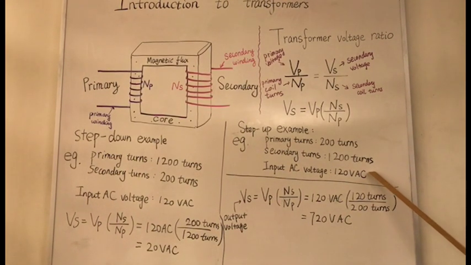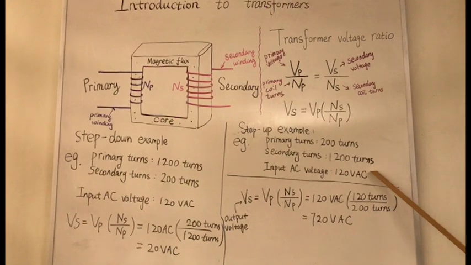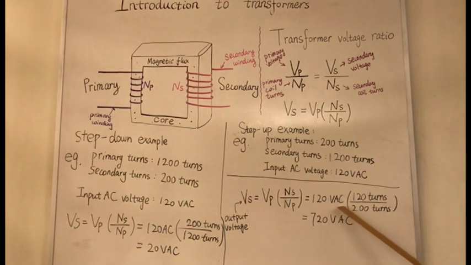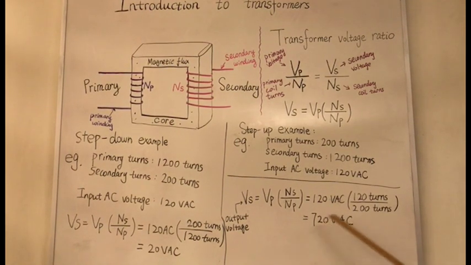If we give it an input AC voltage of 120 VAC and plug it into our equation, we find that our output voltage, our secondary voltage, is equal to 720 VAC. Since our output voltage is increased from our input voltage, this is a step-up transformer.